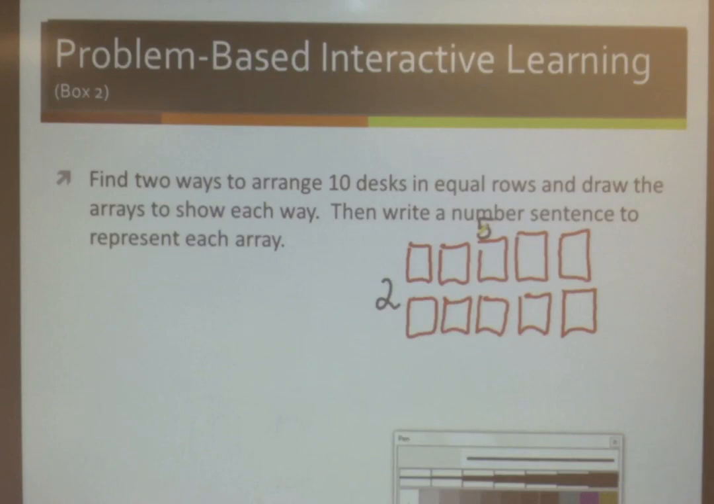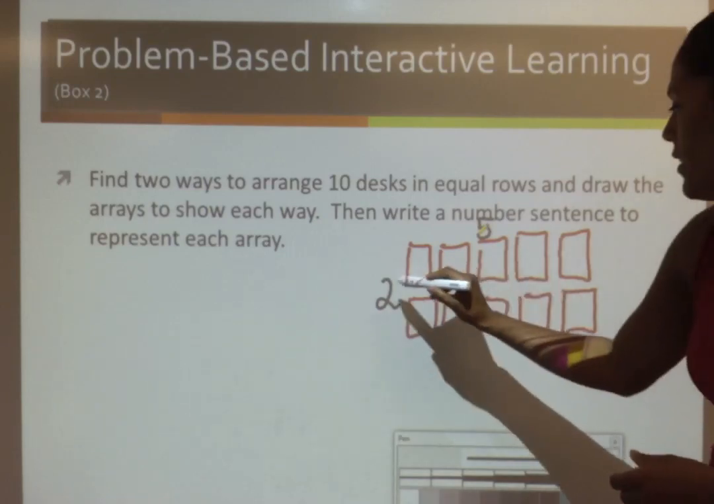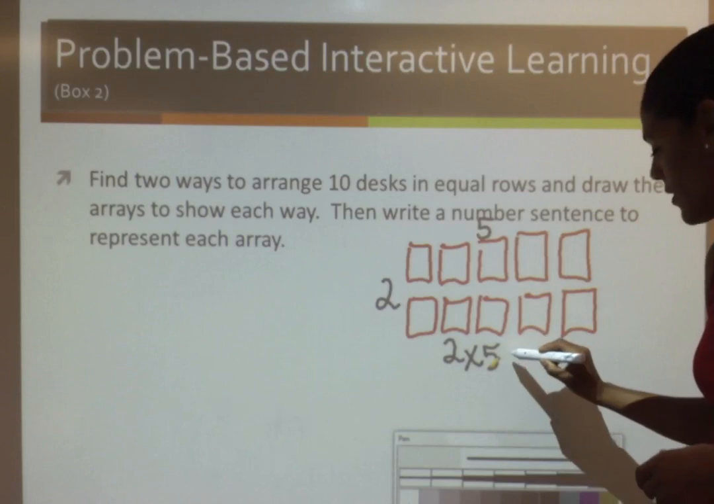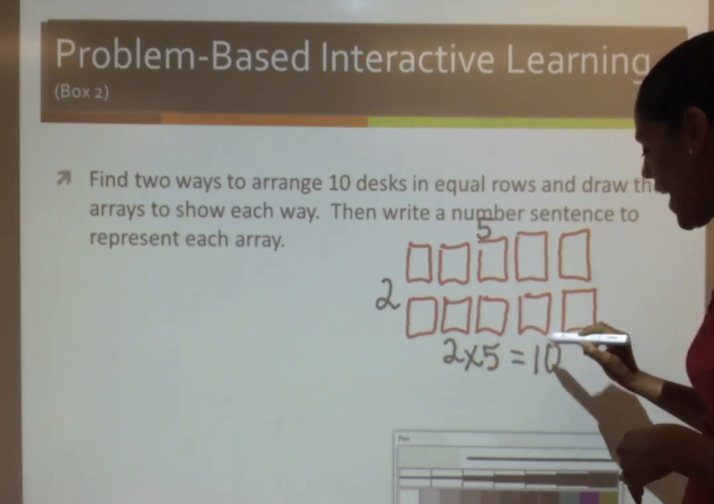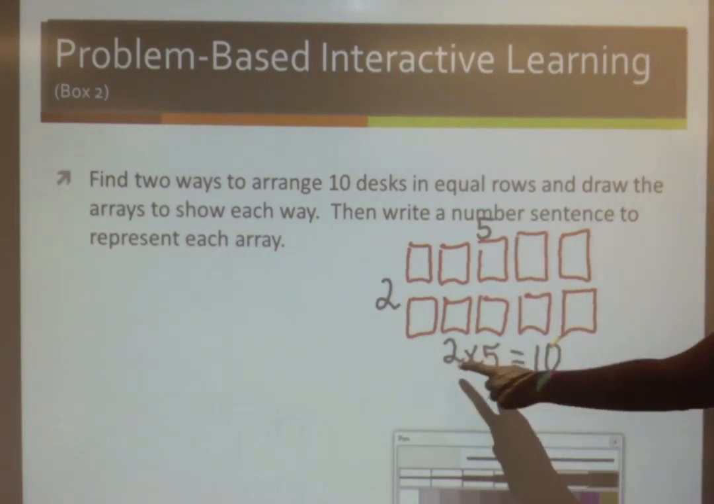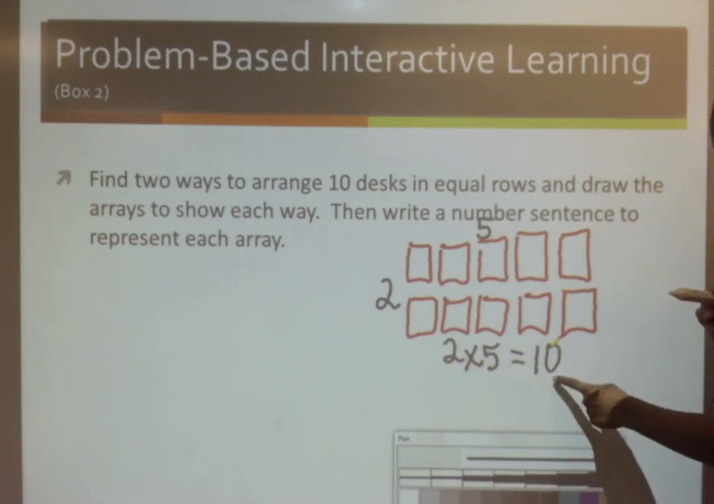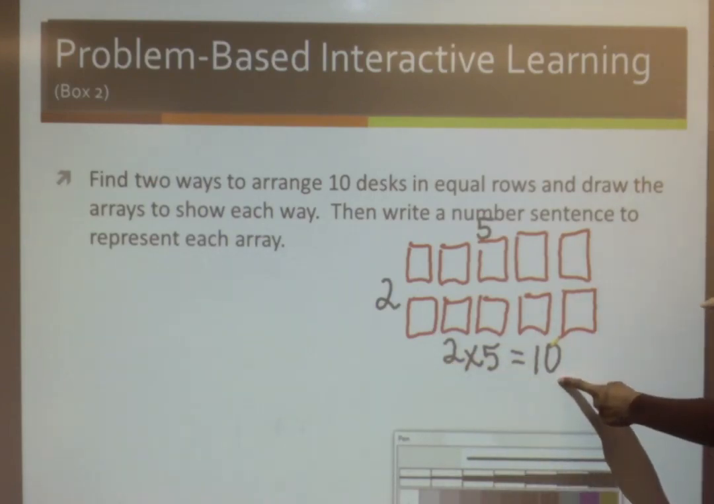So I did the first part of the directions. I drew the array. Now I need to write a number sentence to represent this array. So 2 times 5 equals 10. 2 is a factor, 5 is a factor, and 10 is the product.